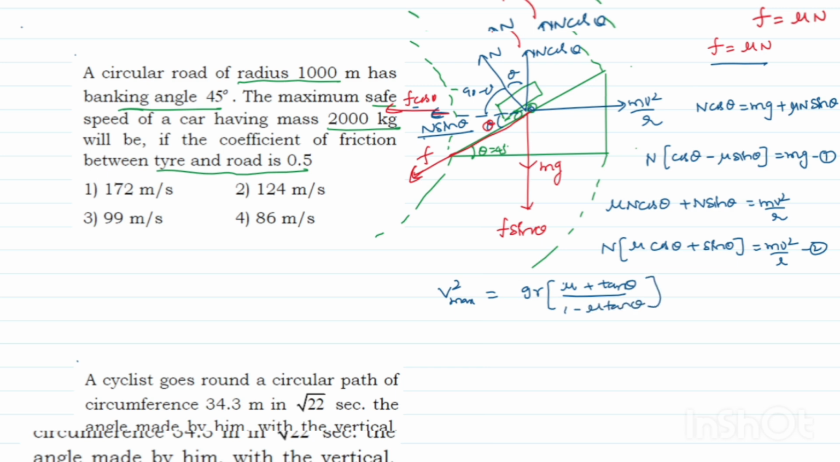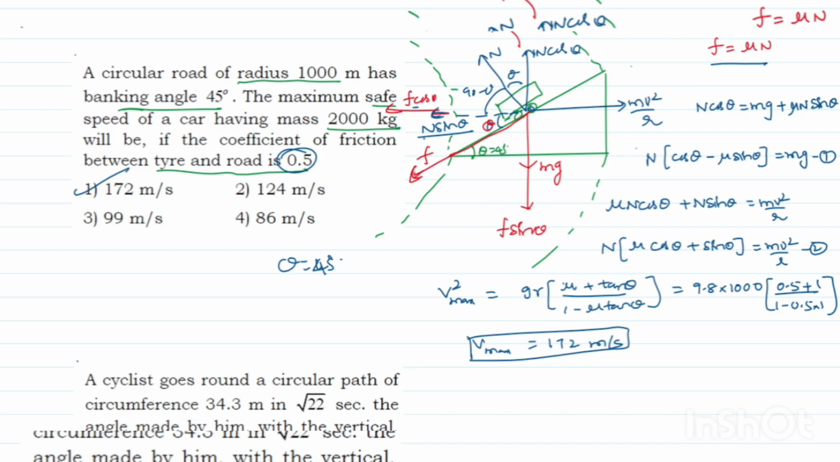Now you have to put in these values. The g value is 9.8, the radius is given as 1000, the mu value is 0.5, and theta is 45 degrees. So we get 0.5 plus tan 45, which is 1, divided by 1 minus 0.5 into 1. When you simplify this, the maximum speed V will be nearly 172 meters per second.